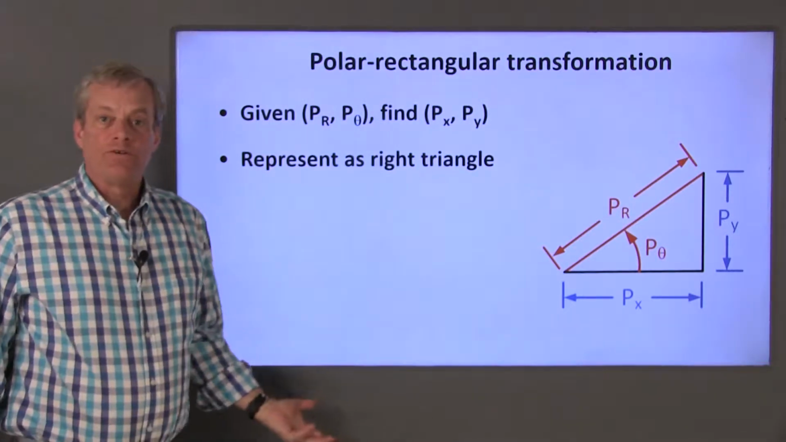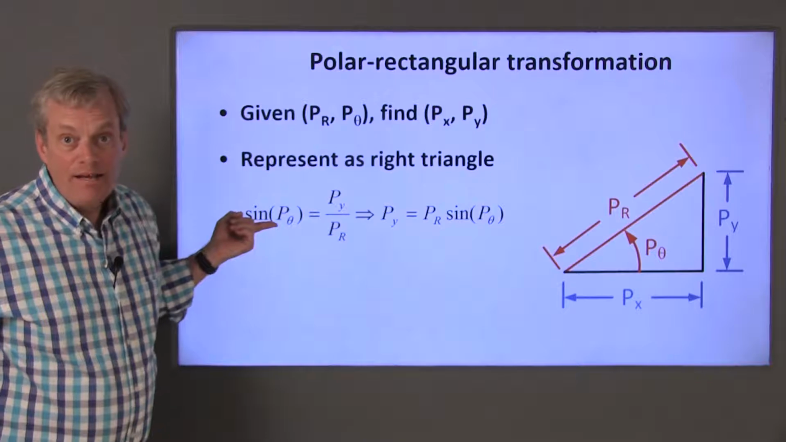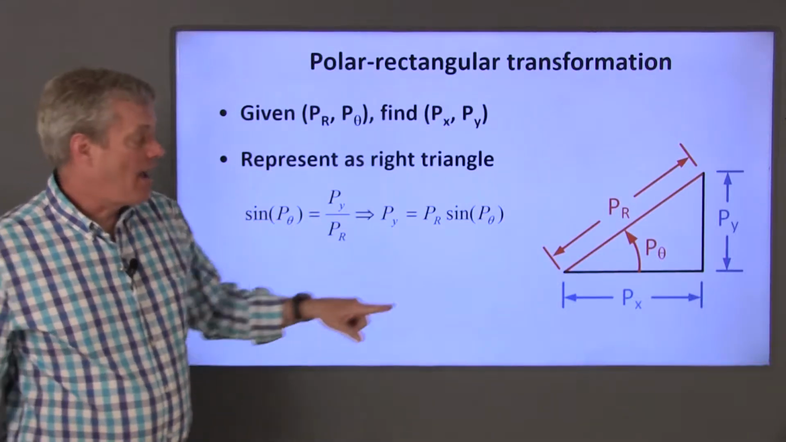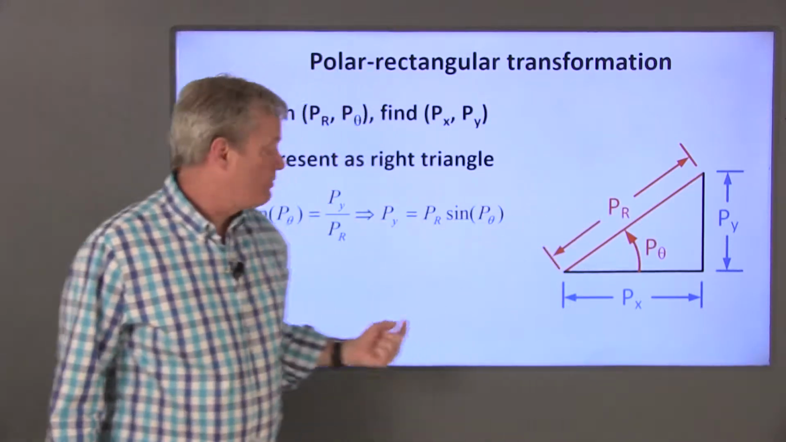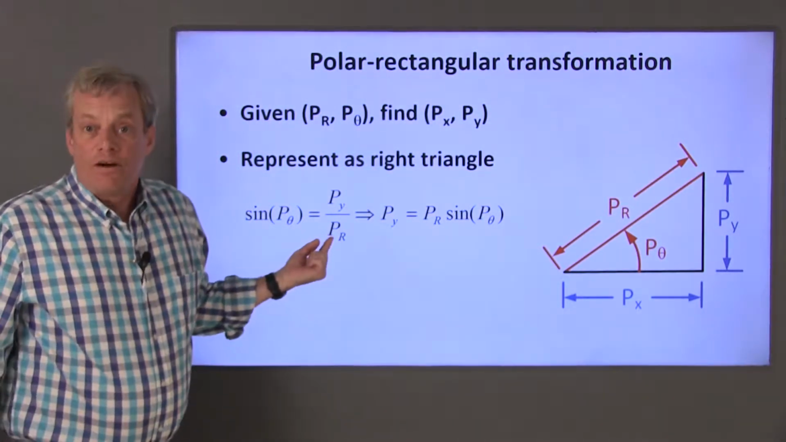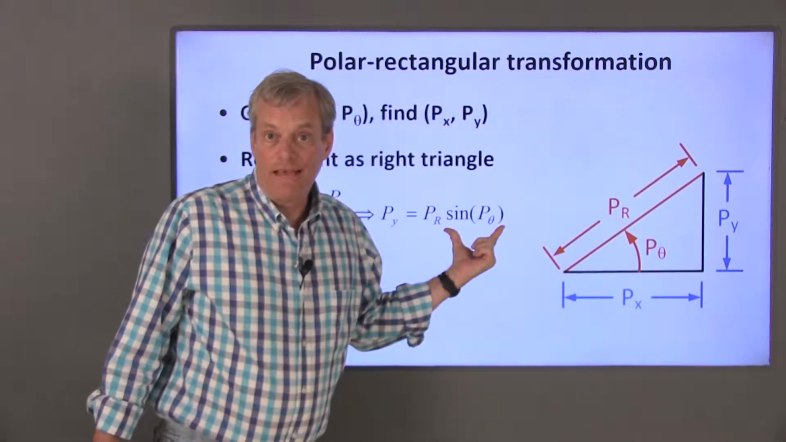The parameters of interest can all be represented with a right triangle. The sine of p theta is the length of the side opposite to p theta, which is py, divided by the hypotenuse, which is pr. Therefore, py is equal to pr times the sine of p theta.